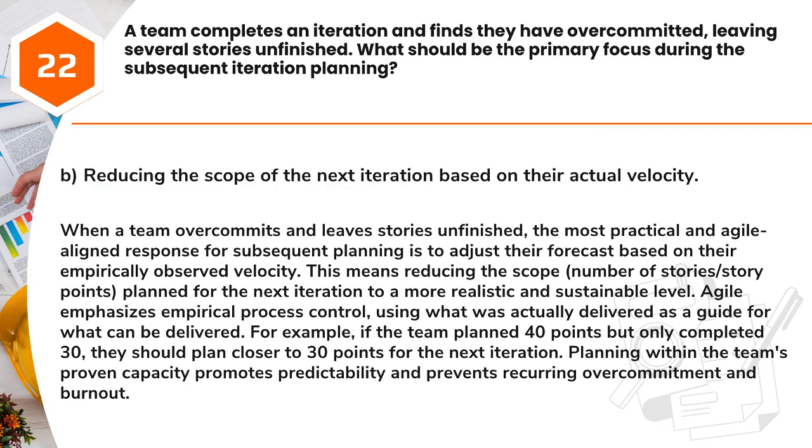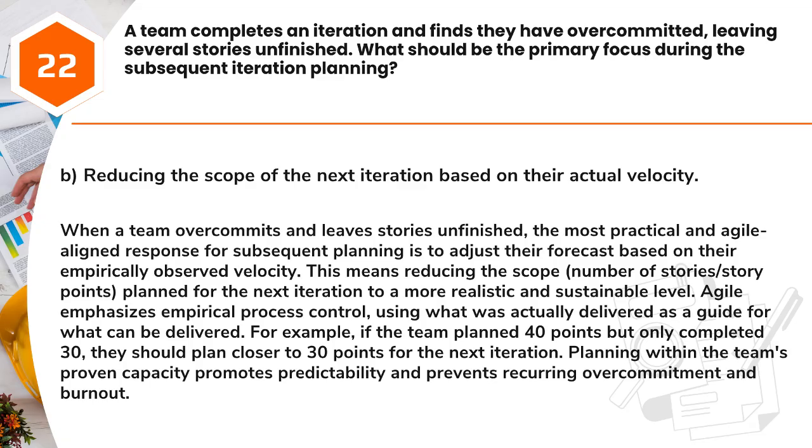Answer, B. Reducing the scope of the next iteration based on their actual velocity. When a team overcommits and leaves stories unfinished, the most practical and agile-aligned response for subsequent planning is to adjust their forecast based on their empirically observed velocity. This means reducing the scope, number of stories/story points, planned for the next iteration to a more realistic and sustainable level. Agile emphasizes empirical process control, using what was actually delivered as a guide for what can be delivered.